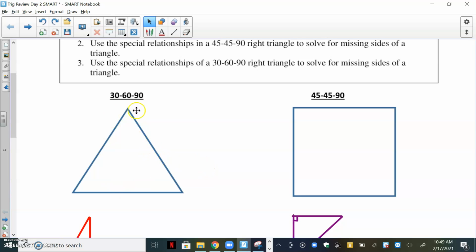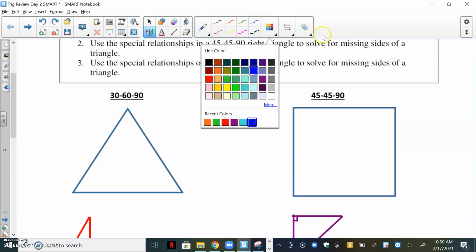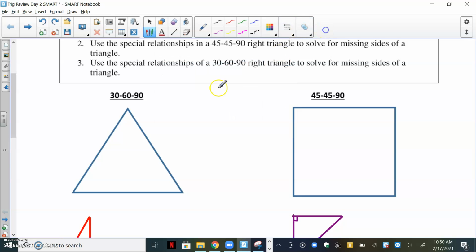So, starting with the 30, 60, 90 triangle, here we have an equilateral triangle. And this equilateral triangle has, since all the sides are equal, the angles are also going to be equal. So if you remember from geometry, all three angles of a triangle add up to 180 degrees. So when you divide that by 3, you get an even 60 degrees per angle. Now for convenience sake, we're going to go ahead and say that every side length of this triangle is a length of 2.